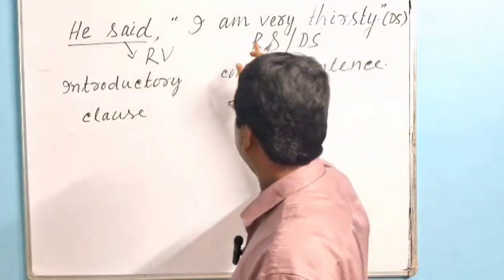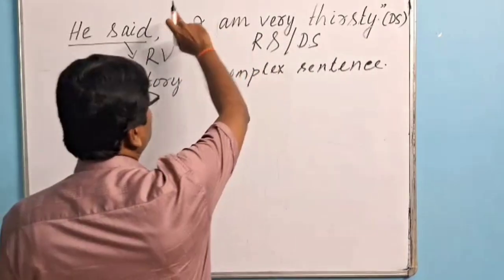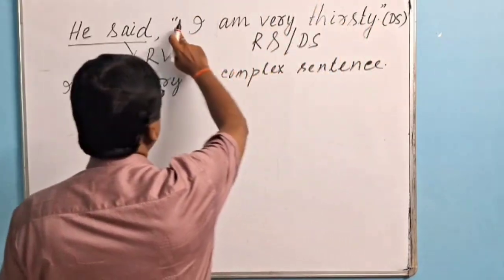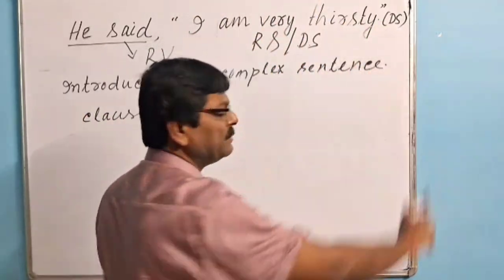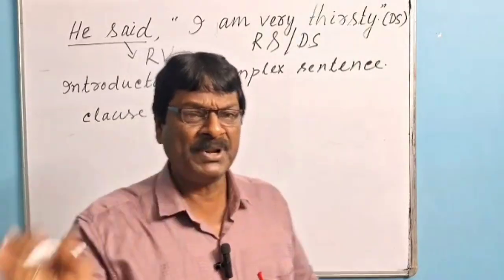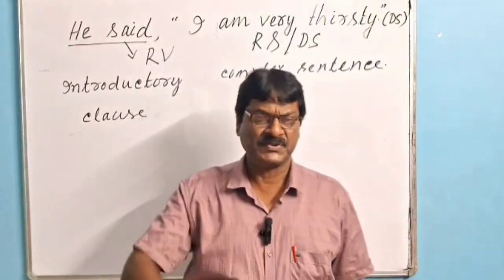So the sentence which will be within inverted comma must be a simple sentence. Simple sentences are of four types.